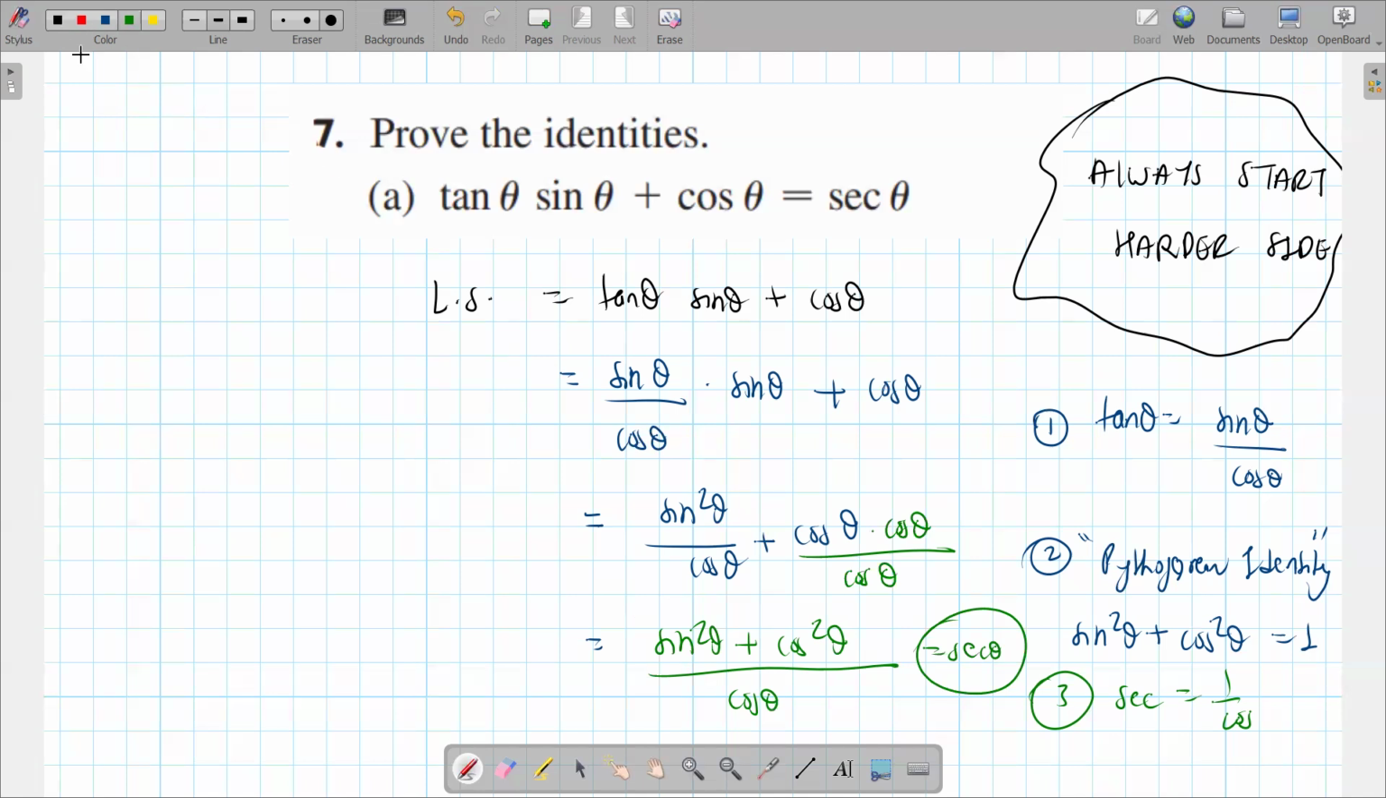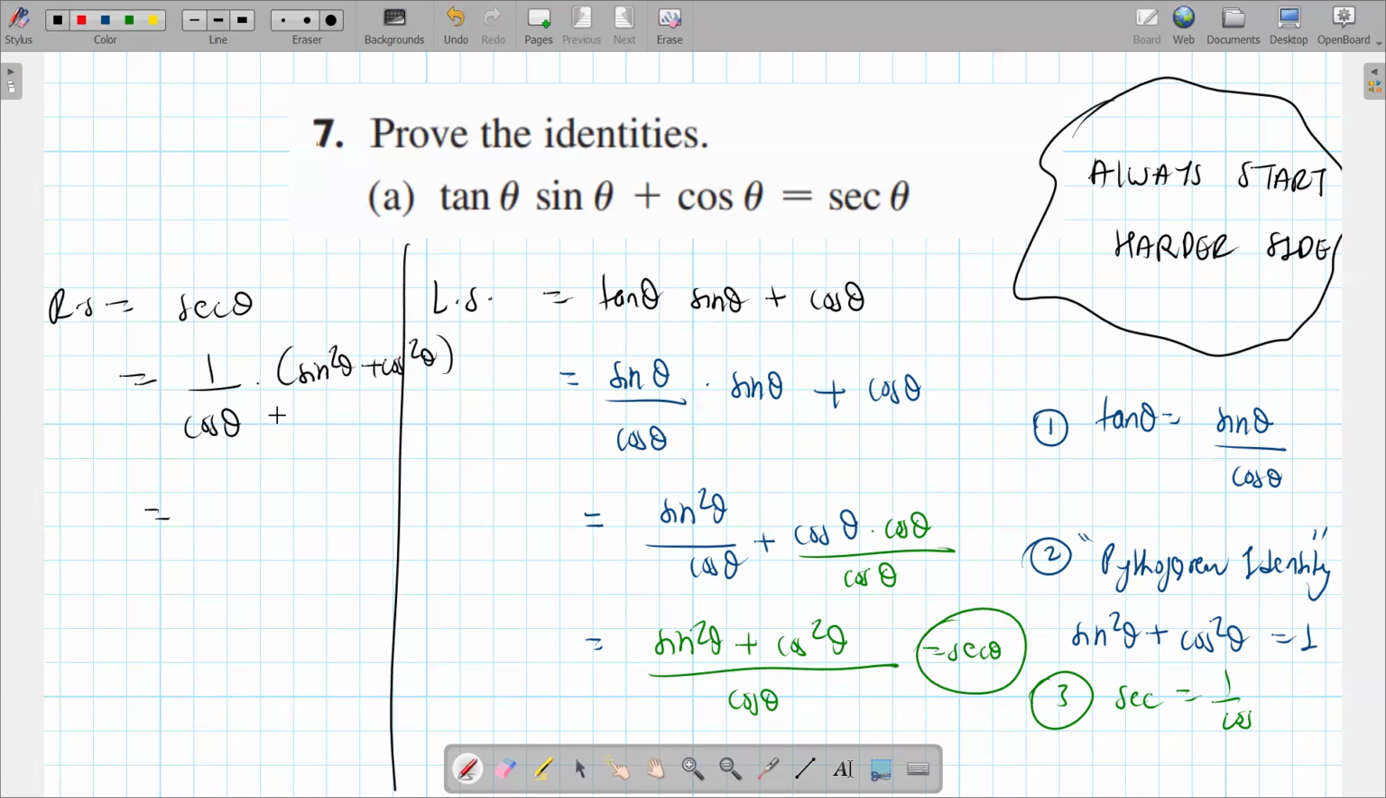Now, let's say you're feeling brave. You want to start on the right side. Okay, sec theta. I know sec theta is 1 over cosine theta, but now I need to multiply this with something. And turns out what you multiply this is you multiply with sine squared plus cosine squared on the top and sine squared plus cosine squared on the bottom. Or that's one way. Or you can just replace the 1. Both of these will work.